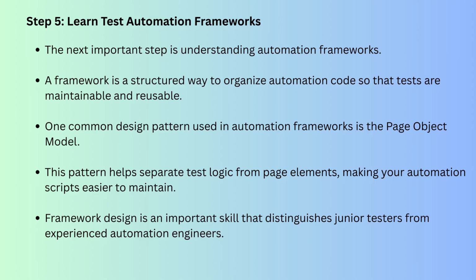Step 5. Learn test automation frameworks. The next important step is understanding automation frameworks. A framework is a structured way to organize automation code so that tests are maintainable and reusable. One common design pattern used in automation frameworks is the page object model. This pattern helps separate test logic from page elements, making your automation scripts easier to maintain. Framework design is an important skill that distinguishes junior testers from experienced automation engineers.